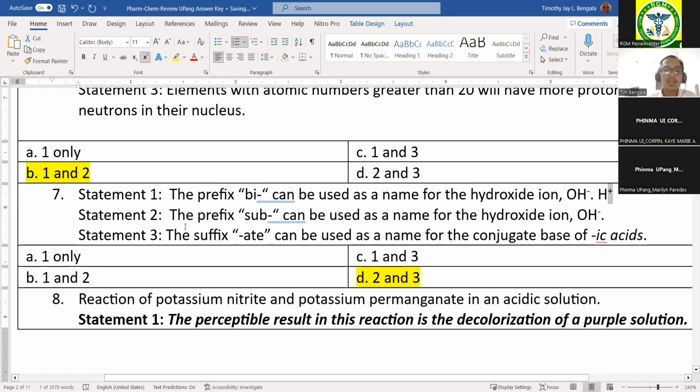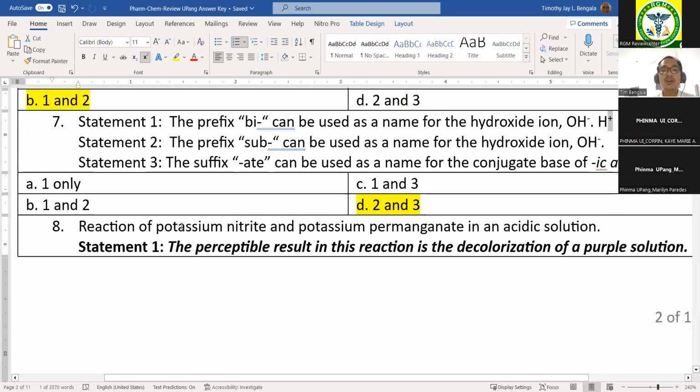So ayan yan. And the suffix ate can be used as a name for the conjugate base of ic acid. So the suffix ate can be used as a name for the conjugate base of ic acid, and that is also correct. No? So lahat ng ic acid, yung mga conjugate base nila ay ate. So sulfuric, sulfate, nitric, nitrate, acetic, acetate, etc. No? So the naming convention, only 2 and 3 are correct.